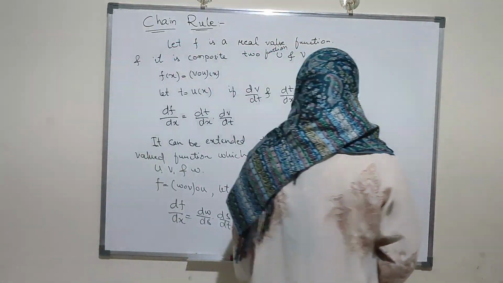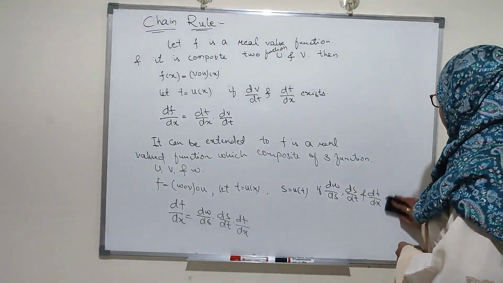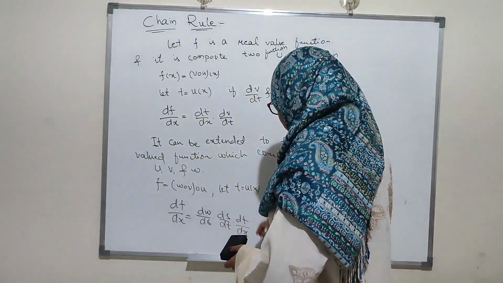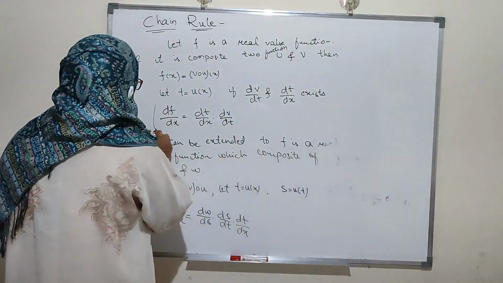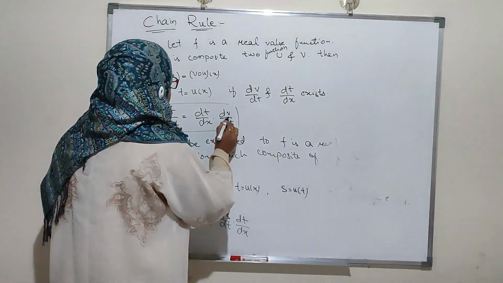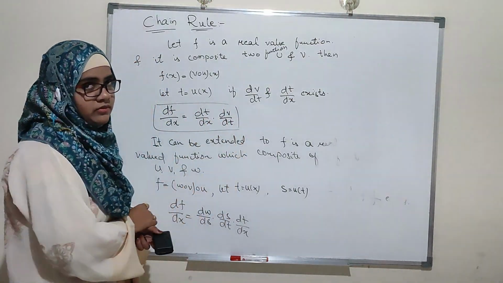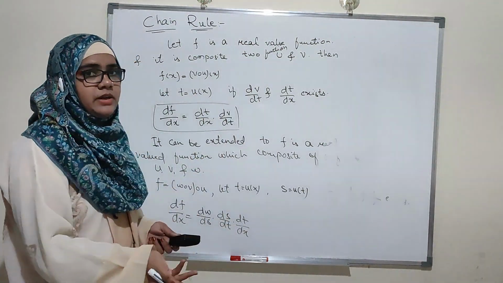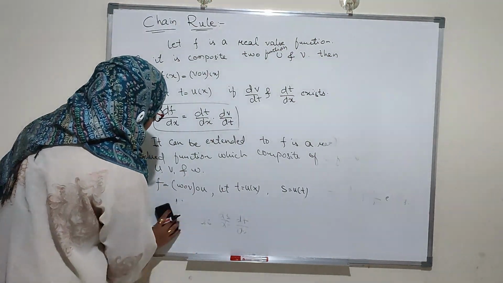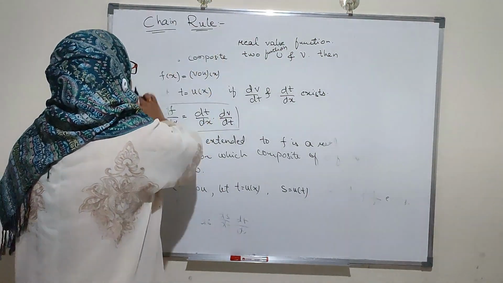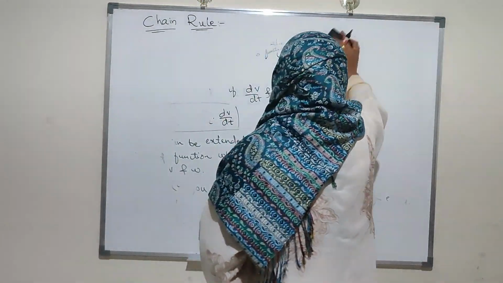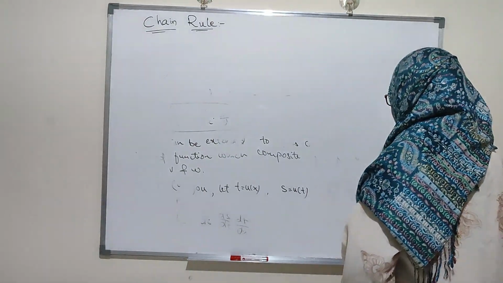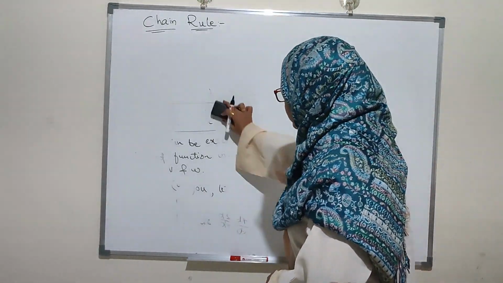So while solving a problem, you will understand. I will show you some examples based on this formula. This one is known as the chain rule. This rule is known as the chain rule because we are taking the product of two functions' differentiation. Here we are taking the product of differentiation of three functions. That's why it is known as chain rule. Now let's solve some examples. Then you will understand how to use chain rule for finding the differentiation of a composite function.